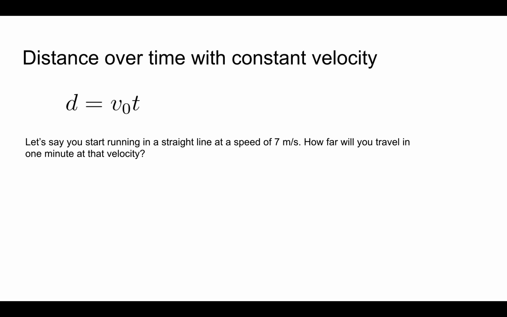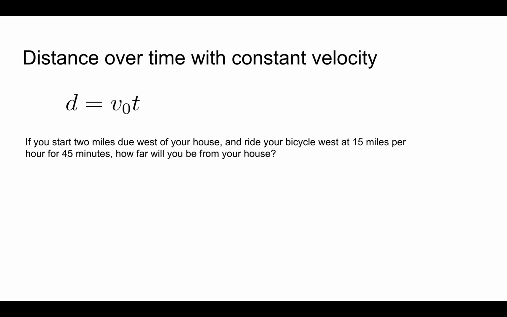So, for example, if you start running in a straight line at a speed of 7 meters per second, how far will you travel in 1 minute at that velocity? Well, d equals 7 meters per second times 60 seconds equals 420 meters. Straightforward. Now let's look at a little bit more complicated model, just slightly.